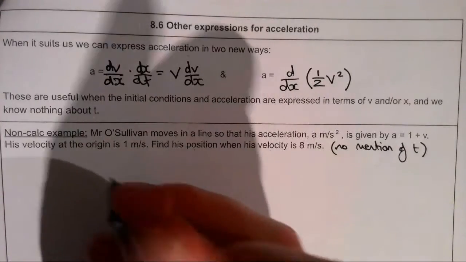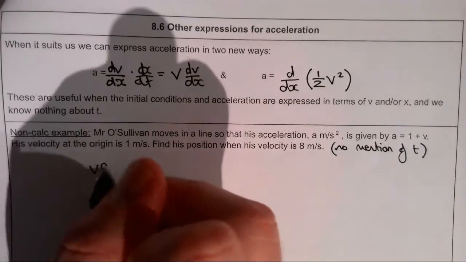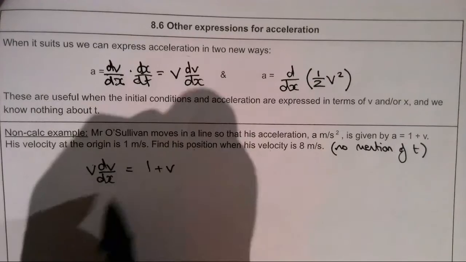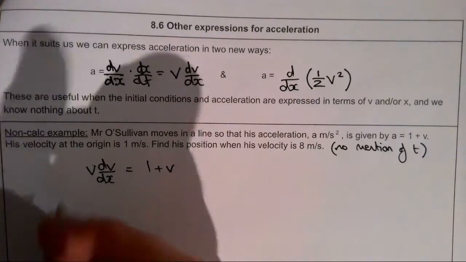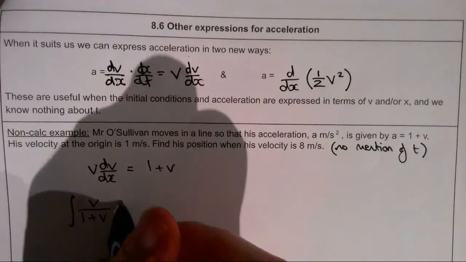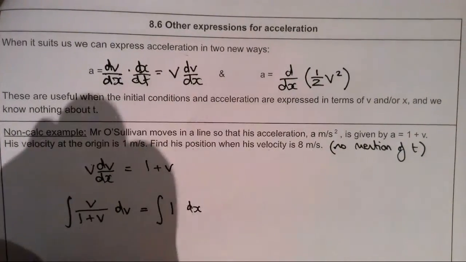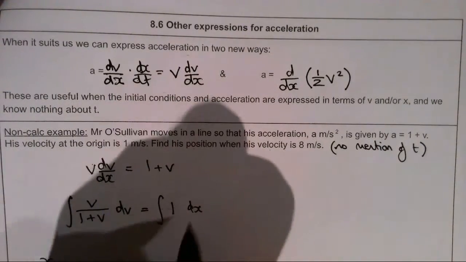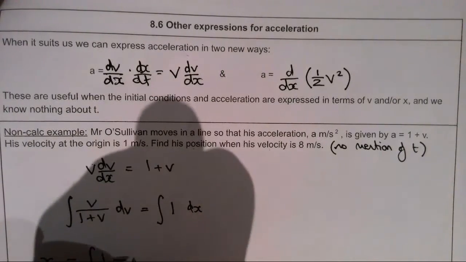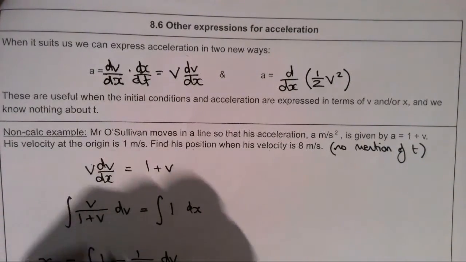So what we do is we say, okay, we know acceleration is 1 plus v, so that means v times dv by dx equals 1 plus v. And now I've got an expression only in terms of v and x. I can separate variables and solve the differential equation. So that's v over 1 plus v dv equals the integral of 1 dx. So in other words, x, integral of the right hand side, equals the integral of 1 minus 1 over 1 plus v dv. Notice a sleight of hand here.